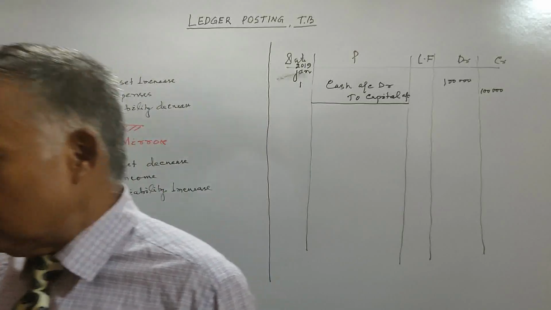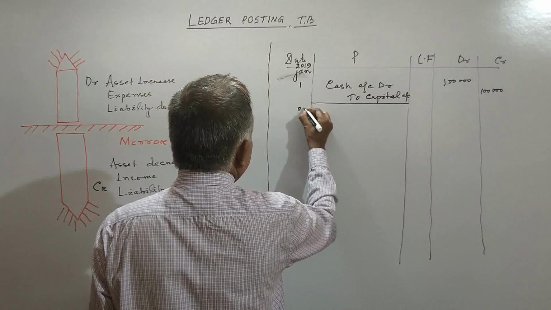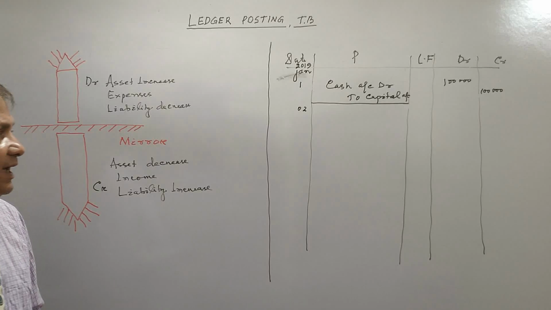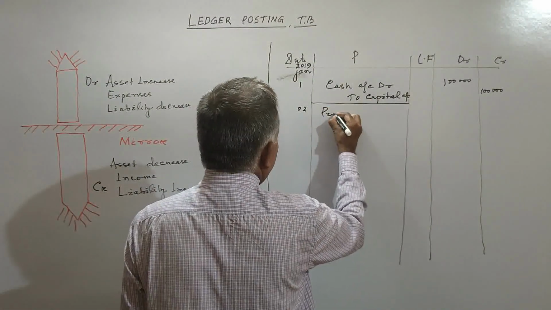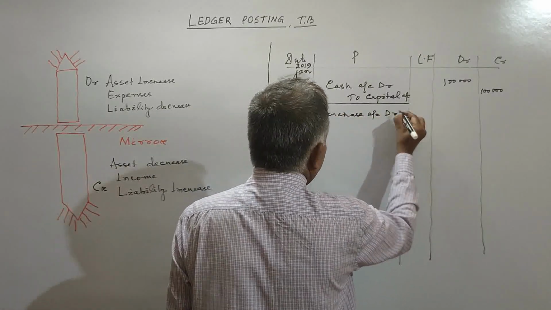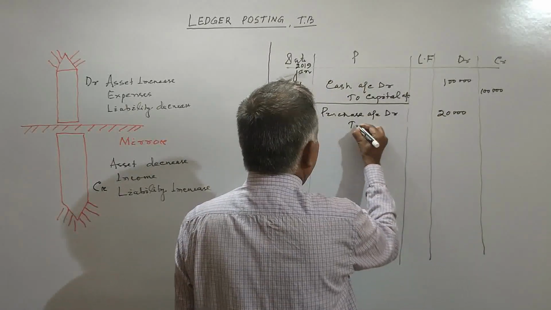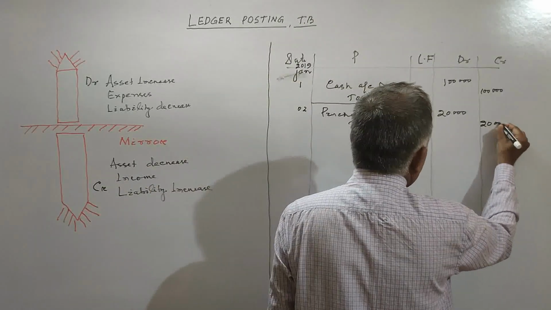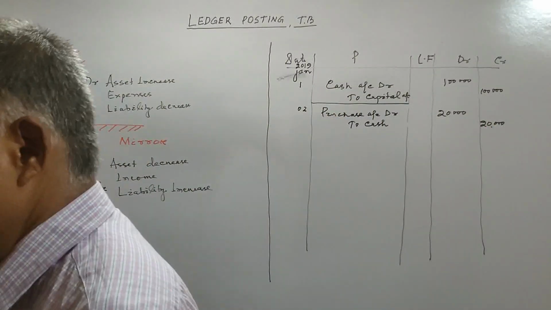Then we are coming to bought goods for cash. This is on 2/2. Bought goods for cash, so they are purchasing goods. So purchase account debit 20,000 to cash, again 20,000. So purchase account debit to cash.